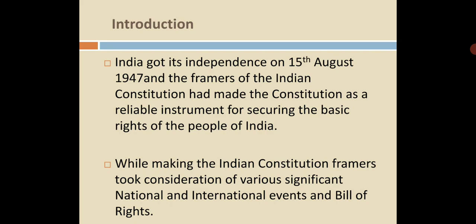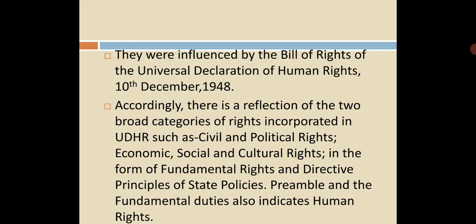The framers of the Indian Constitution made the Constitution a reliable instrument for securing the basic rights of the people of India. While making the Constitution, the framers took into consideration various significant national and international events and the Bill of Rights. They were influenced by the Universal Declaration of Human Rights, which was adopted by the General Assembly of the United Nations Organization on 10 December 1948.